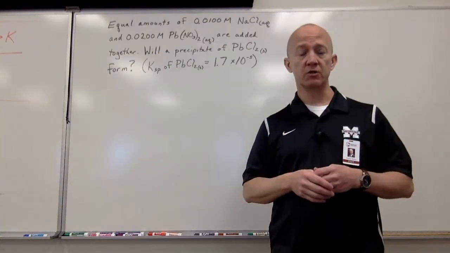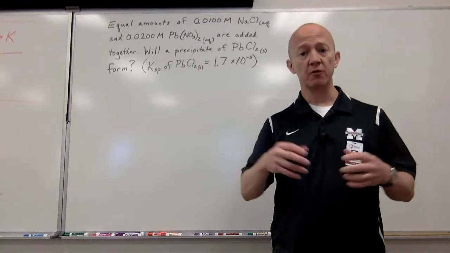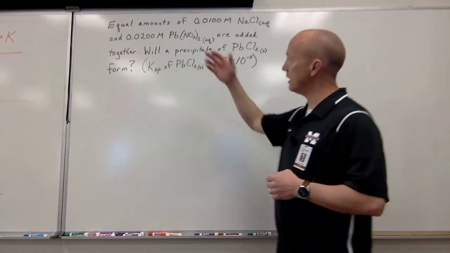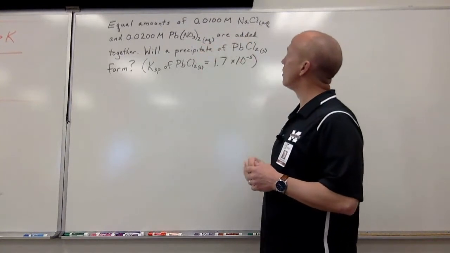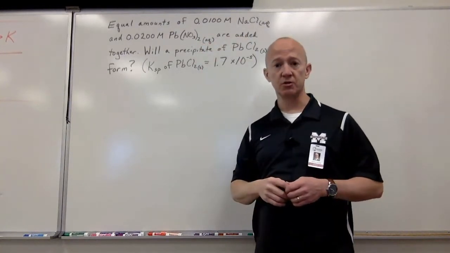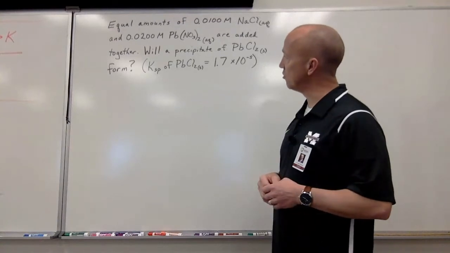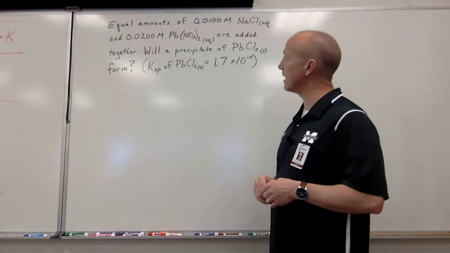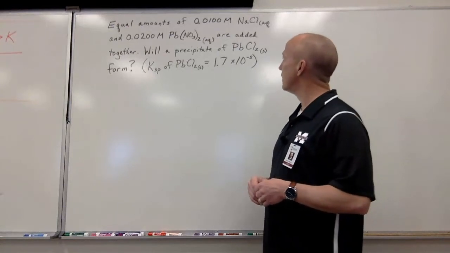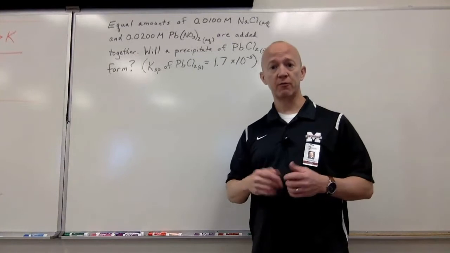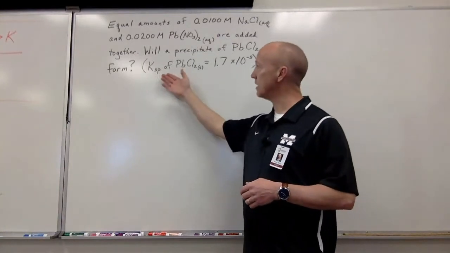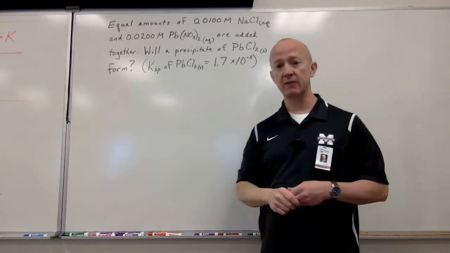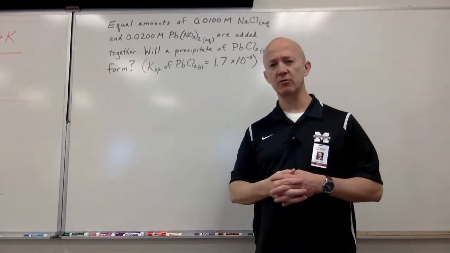We can also use KSP to determine if a precipitate will form when we put two solutions together. Let's take this example. Equal amounts of 0.01 molar NaCl solution and 0.02 molar lead(II) nitrate solution are added together. Will a precipitate of lead(II) chloride form? Now the KSP of lead(II) chloride is 1.7 times 10 to the negative 5th. So how do we do this?